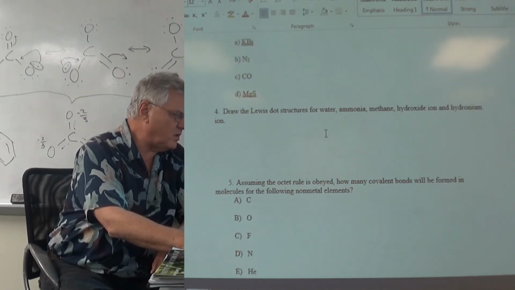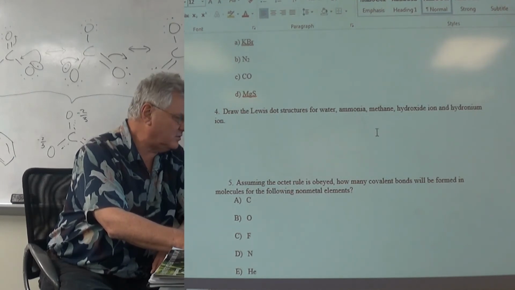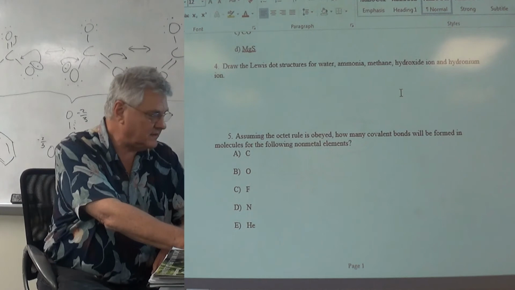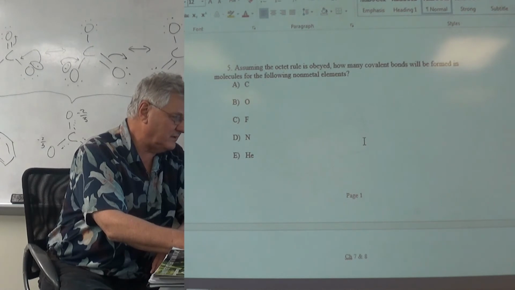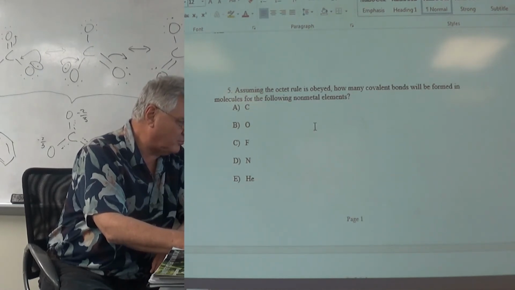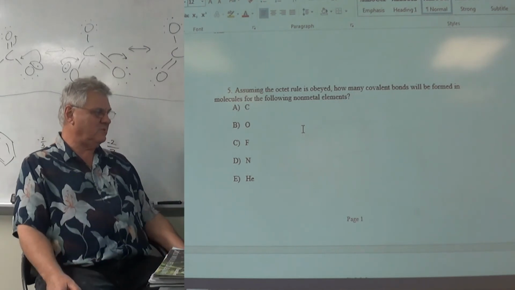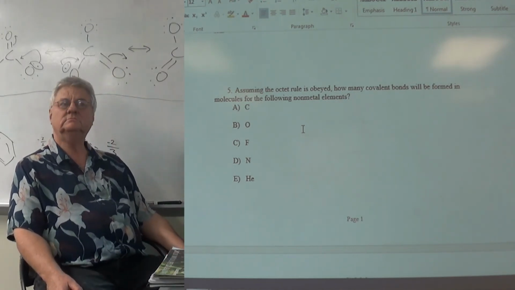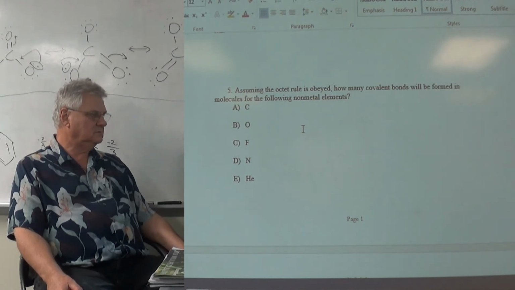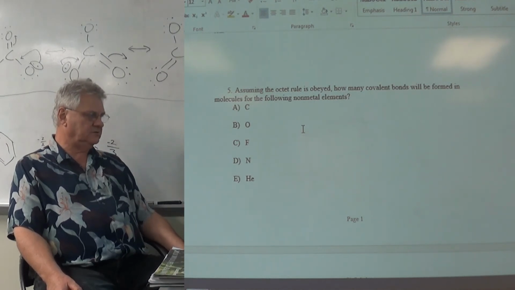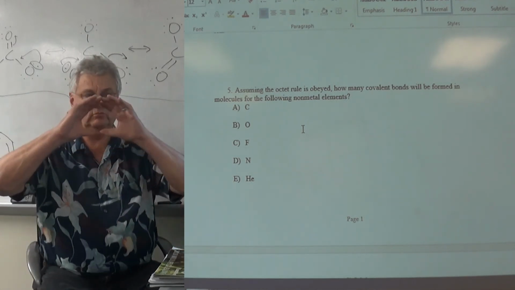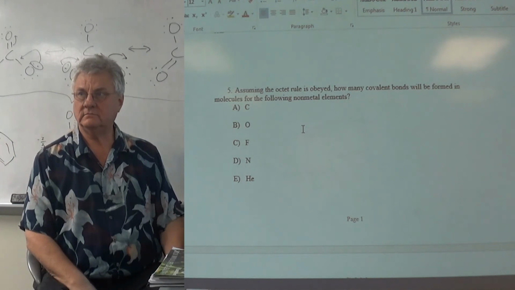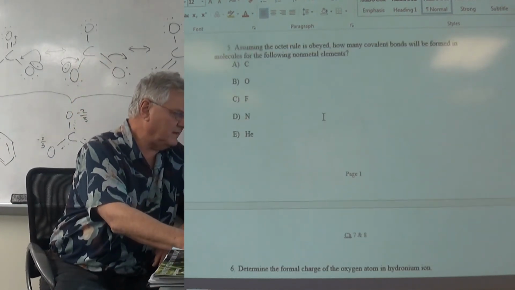Draw the Lewis structures for water, ammonia, methane, hydroxide ion, and hydronium ion. These are fairly simple examples. Assuming the octet rule is obeyed, how many covalent bonds will be formed in molecules for the following nonmetals? Well, you should have this memorized by now. How many bonds does carbon form? 4. How many does oxygen? 2. How many is fluorine? 1. How many is nitrogen? 3. What about helium? 0. It's a noble gas. Okay? Kind of a trick question.